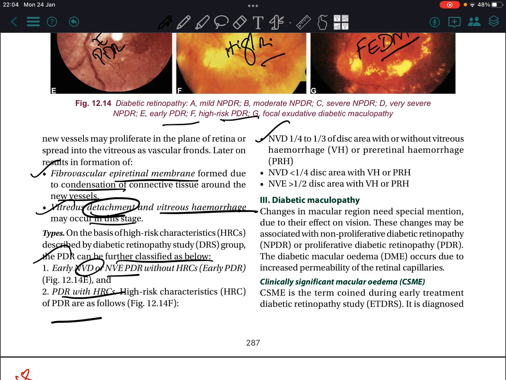NVD 1/4 to 1/3 of disc area with or without vitreous hemorrhage or preretinal hemorrhage. NVD less than 1/4 disc area with VH or PH.